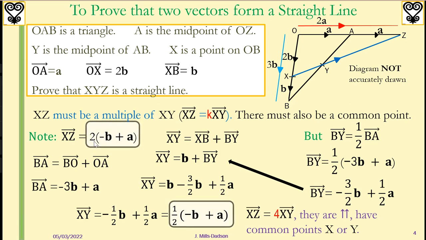And of course, 2 is a multiple of half, because 4 lots of half makes 2. So that confirms that vector XZ is 4 lots of vector XY. And they are parallel first, and they have what? A common point, either X or Y.